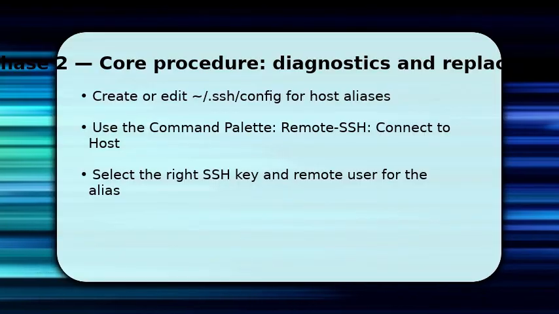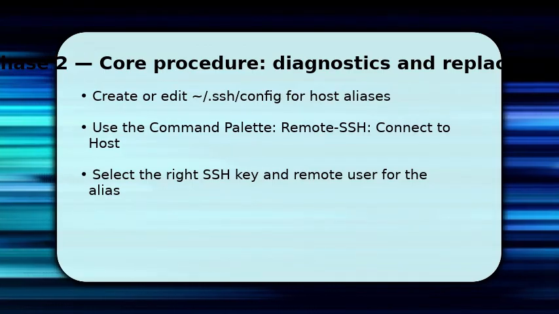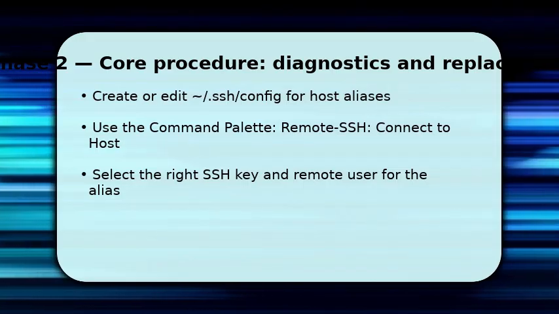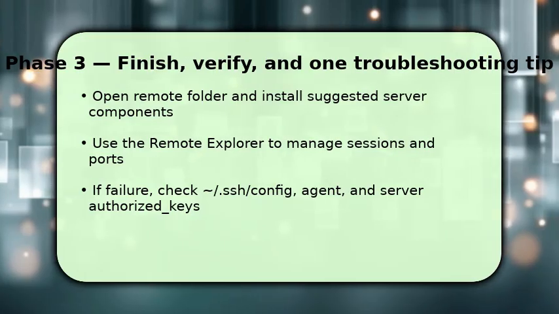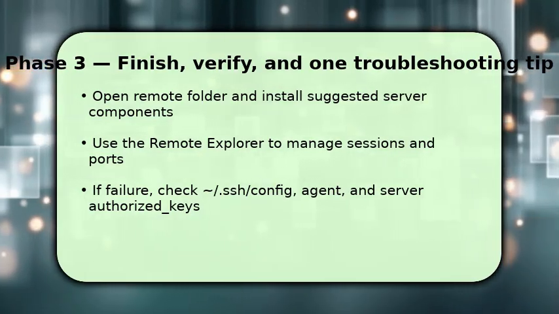Connect to host, then choose your alias. VS Code will use the specified identity file. If it prompts, enter your key passphrase. This makes file browsing and terminal access seamless because VS Code forwards the SSH session into its remote workspace extension host. You finish by opening the remote folder and letting VS Code install remote server components.